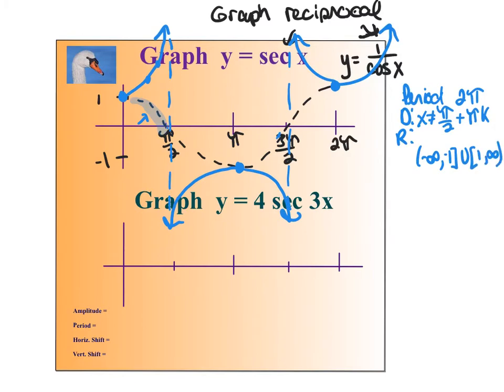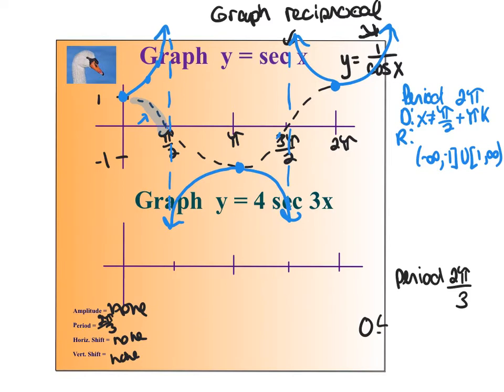Okay, so let's try one with some transformations. So again, secant doesn't have an amplitude because it doesn't have a max or a min. So you'd say none on the amplitude. This has a period of, we're going to take 2 pi and divide it by 3. So our period is 2 pi over 3. There's no horizontal shift and there's no vertical shift.